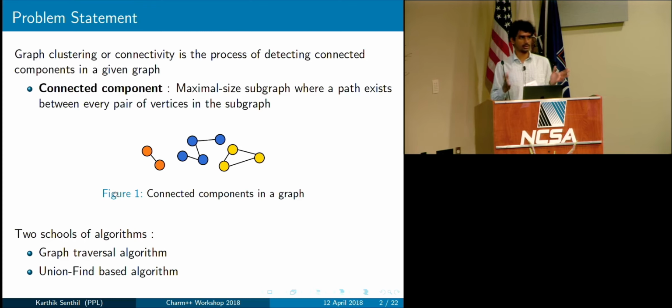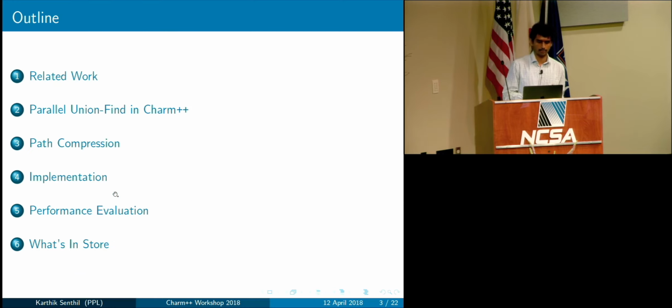There are two schools of approaches towards detecting connectivity in a graph. First is performing a standard graph traversal algorithm like BFS or DFS, and the second is using a union find based approach for detecting connectivity by developing disjoint data structures on your vertices using the edge information. So we propose a new parallel implementation that detects connectivity in a graph based on this second approach. This will be the outline of my remaining talk.